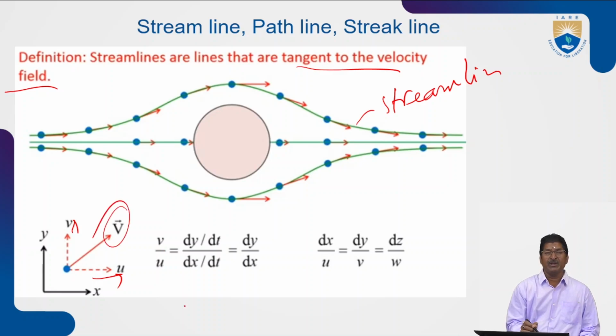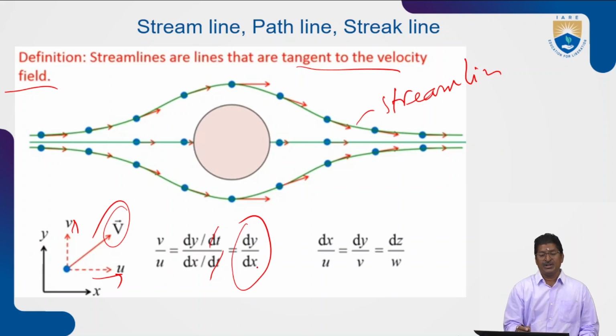Okay. So V by U is equal to dy by dt divided by dx by dt. dt gets cancelled. So dy by dx. That means V by U is equal to dy by dx. Otherwise, dx by U is equal to dy by V, that is equal to dz by W.